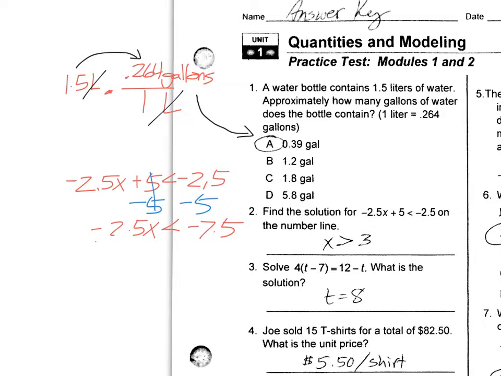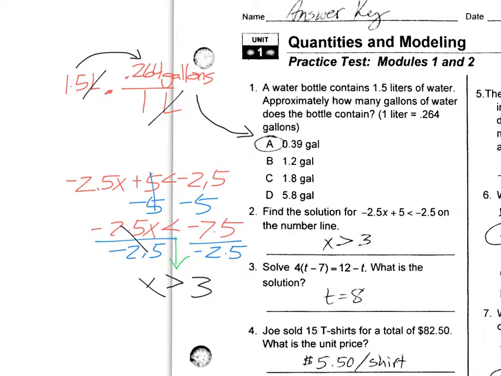Then I have to divide by negative 2.5 here. And since I'm dividing by negative, remember we have to flip our inequality symbol. So let's cancel. So that gives me x is greater than positive 3.